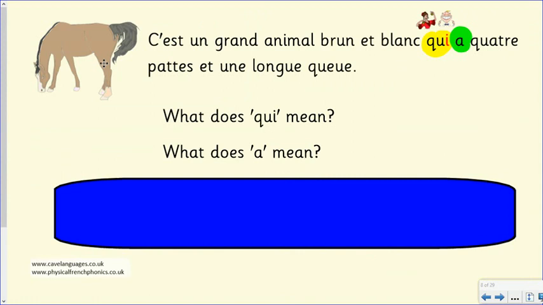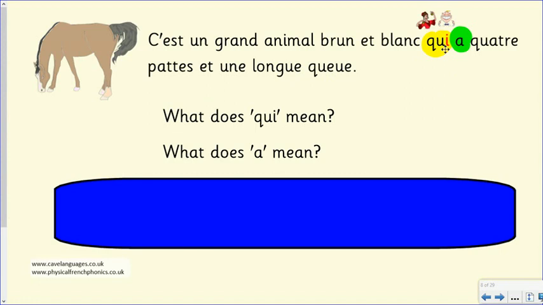So if we want to describe this horse, c'est un grand animal brun et blanc qui a, we'll come back to that in a minute, quatre pattes et une longue queue. It's a large brown and white animal, because it's got a bit of white there. Something, something, 4 feet and a long tail. Long is a size adjective, so I put it in front of the word for tail. It's feminine, so I put an E on the end.